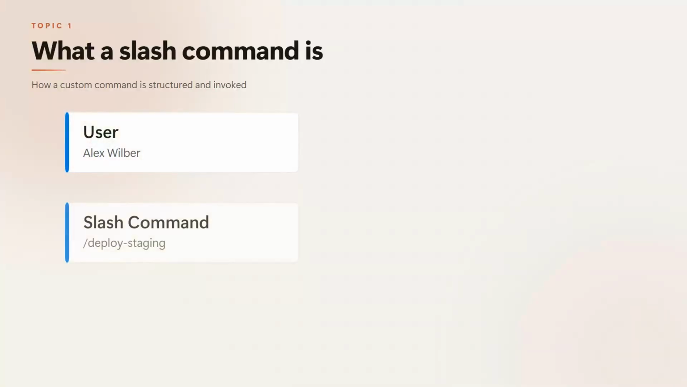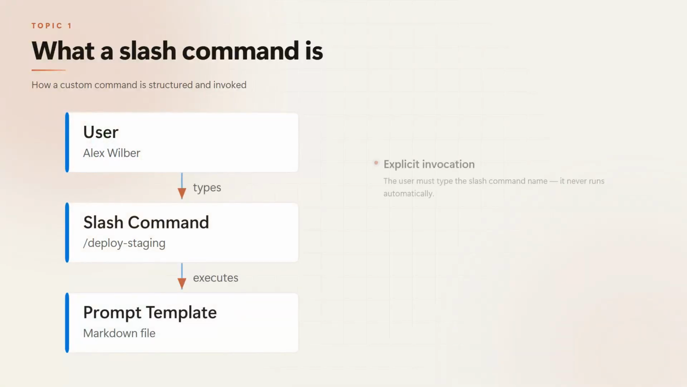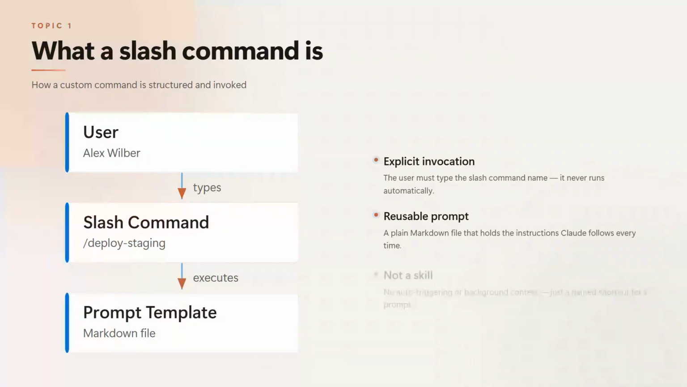A / command is a reusable prompt you invoke by name. It is a markdown file in .claude/commands/, and Claude Code registers it at startup. The distinction people get wrong is confusing it with a skill. A skill is auto-discovered and can be triggered by context. A command is something you decide to run. If you need a workflow that starts only when you say so, you want a command, not a skill.